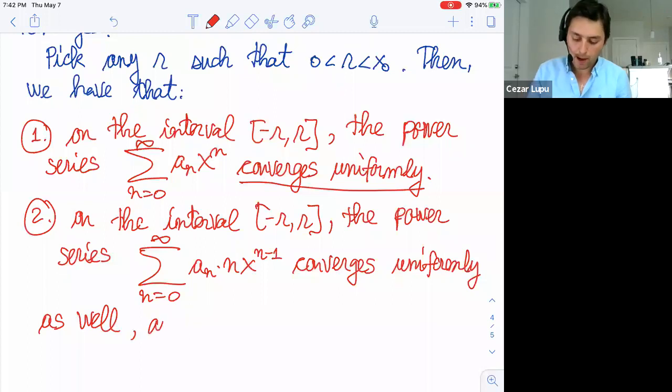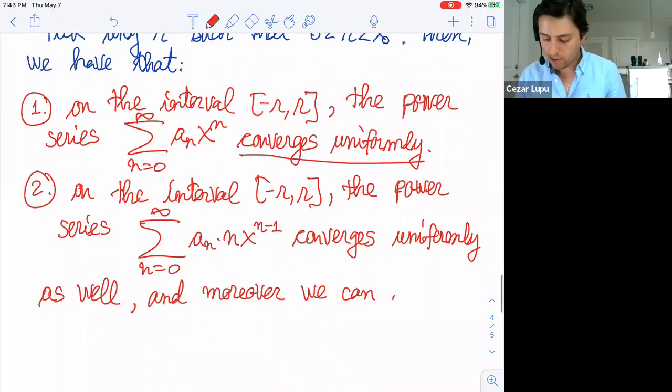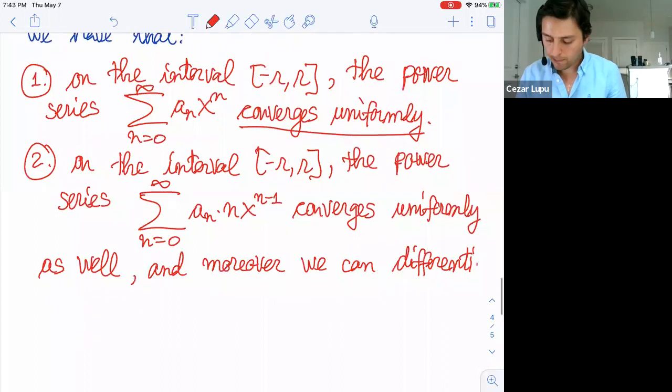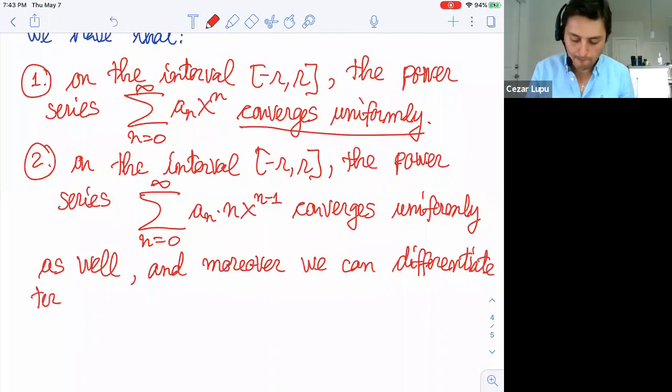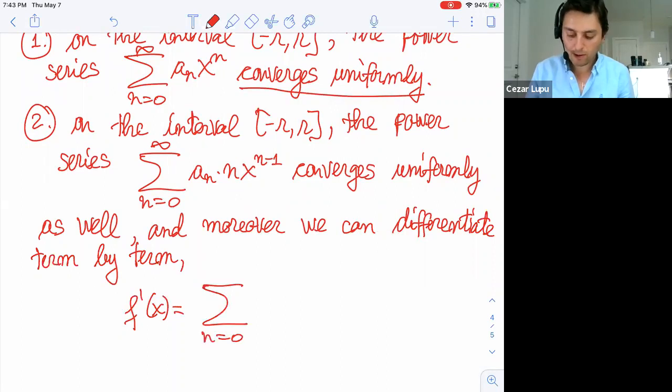And moreover, we can differentiate. We can differentiate term by term. And in fact, we have following that f prime of x is nothing else than the sum of this series here: the sum of a_n times n times x to the power n minus 1.